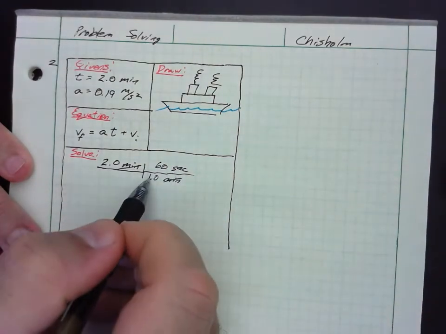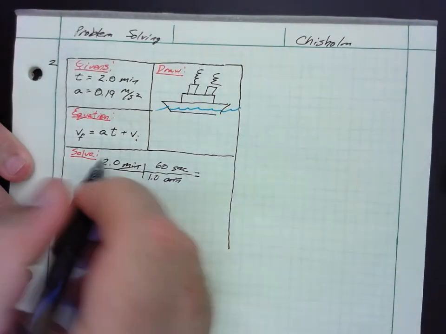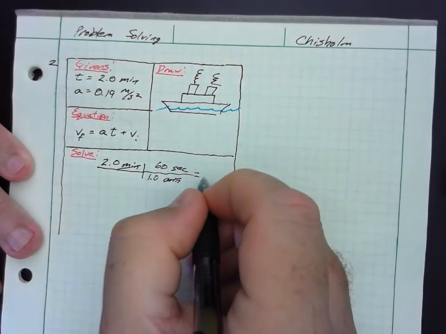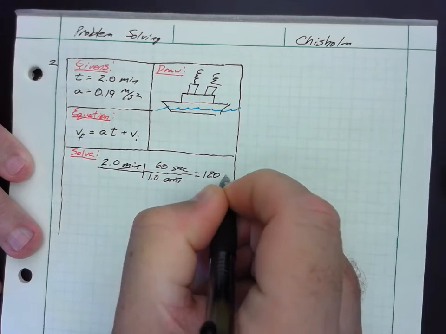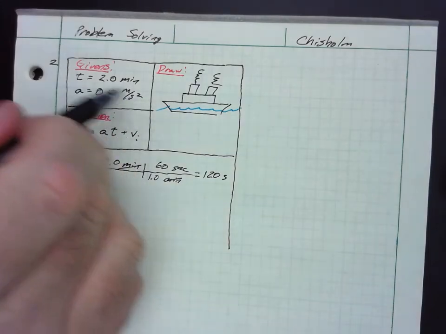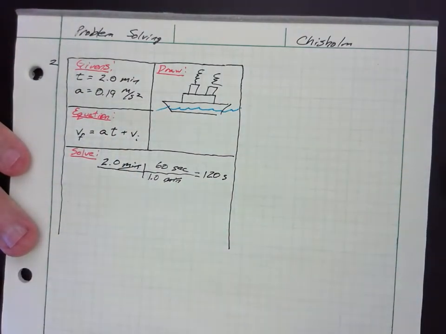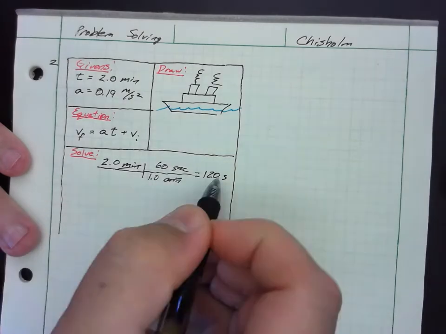This is a 1, so we don't have to worry about that portion. So we have 2 times 60, and we get 120 seconds. Now I'm ready to work with this equation here. So that's multiple equations that we're dealing with. So there's one equation there.